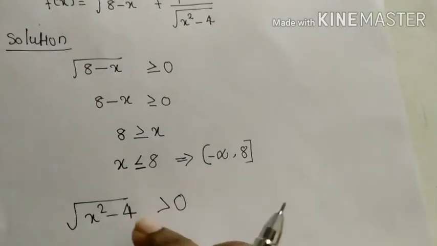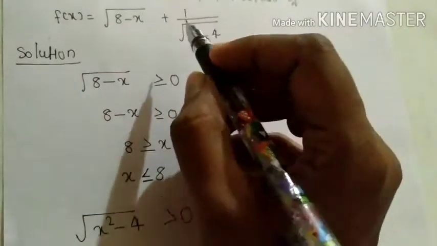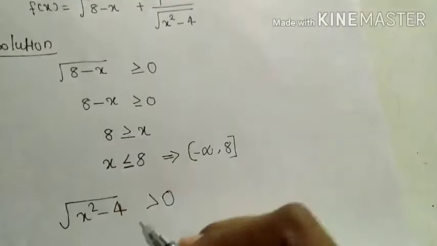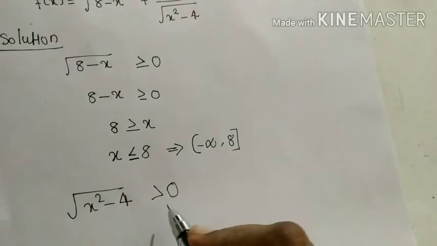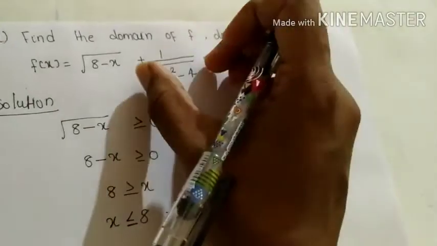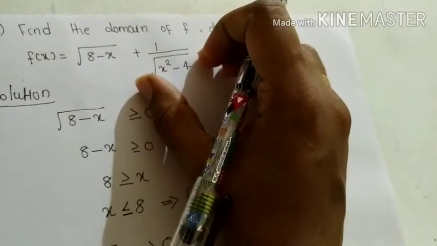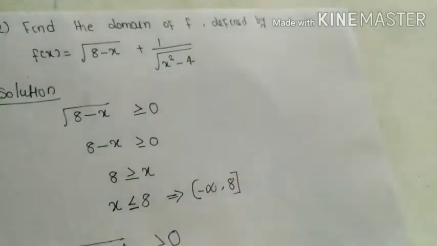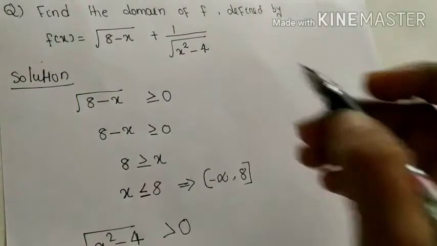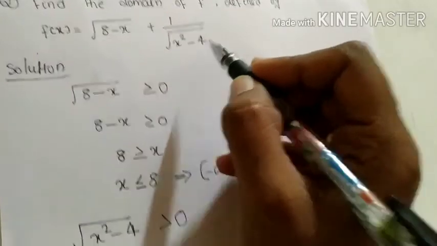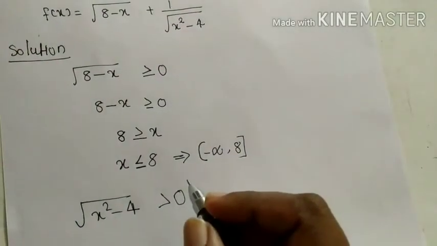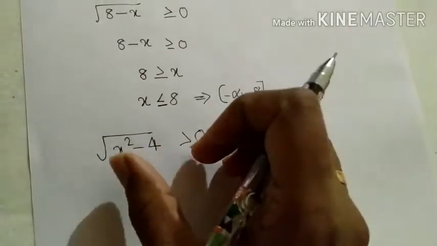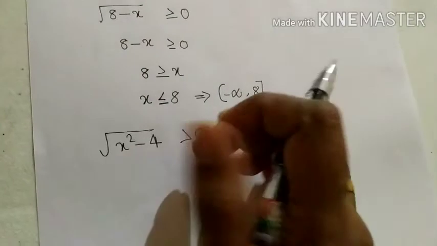I hope you understood. The equal to term is not written here, because if root of (x square minus 4) equals 0, this term is undefined. So the equal to term is neglected. Only I am going to write root of (x square minus 4) is greater than 0. Next we need to find the domain of this function.